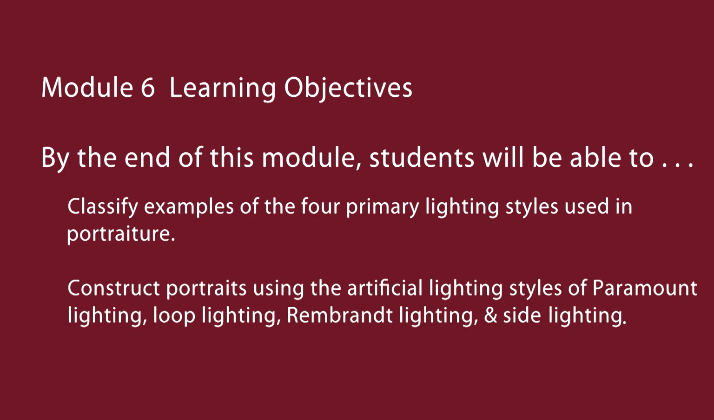Our second module level objective for this particular module would be construct portraits using the artificial lighting styles of paramount lighting, loop lighting, Rembrandt lighting, and side lighting. Constructing is active. We would be able to see if the students were able to correctly position their lights for their submitted photographs.